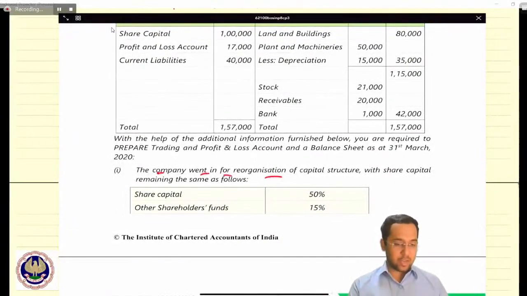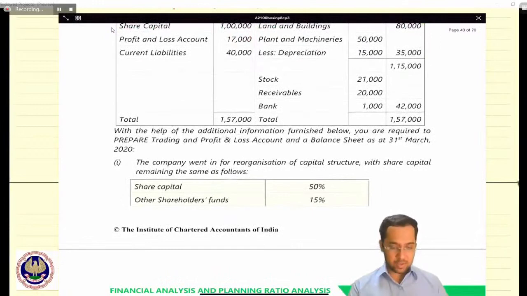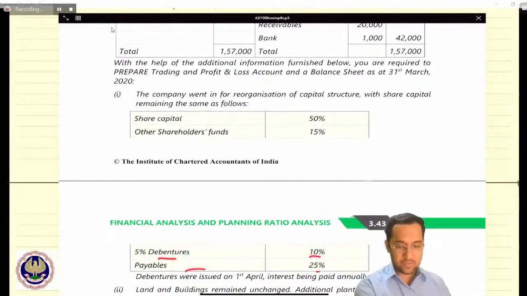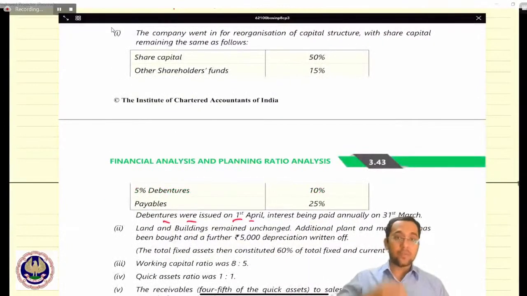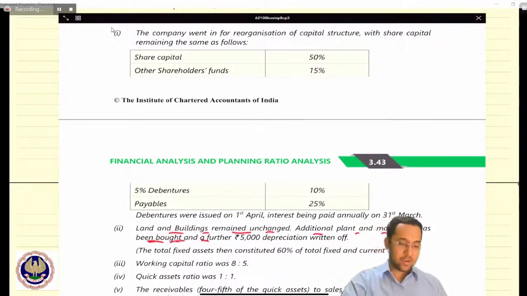The company went in for a reorganization of capital structure with the share capital remaining the same, as follows: share capital 50%, other shareholders' funds 15%, debentures 10%, and payables 25%. These are the total liabilities. Debentures were issued on 1st April, interest being paid annually on 31st March. Land and building remained unchanged. Additional plant and machinery has been bought, and a further 5,000 depreciation is written off.